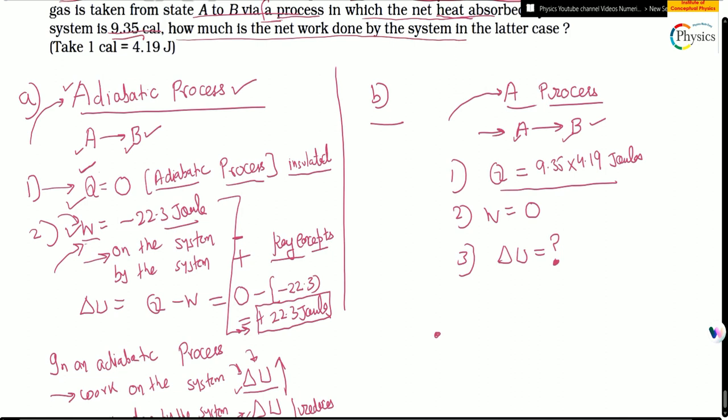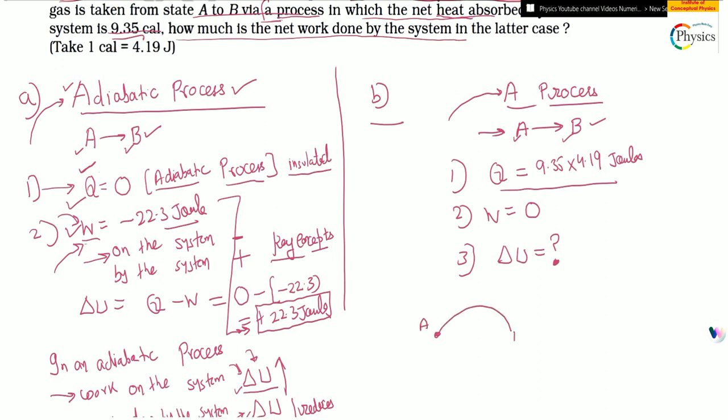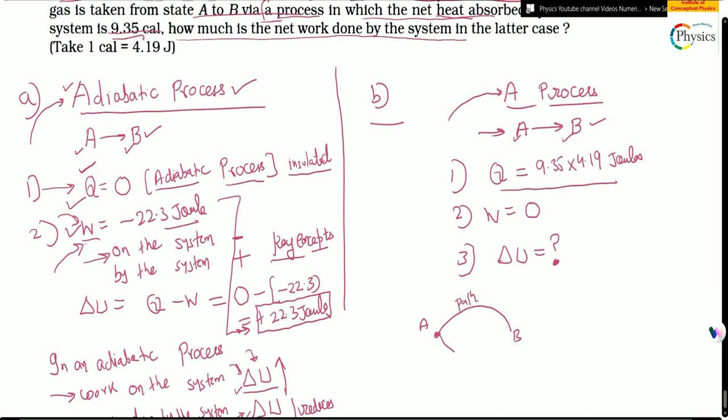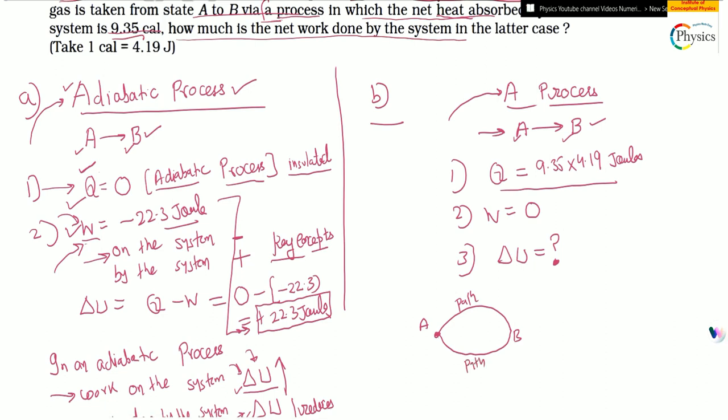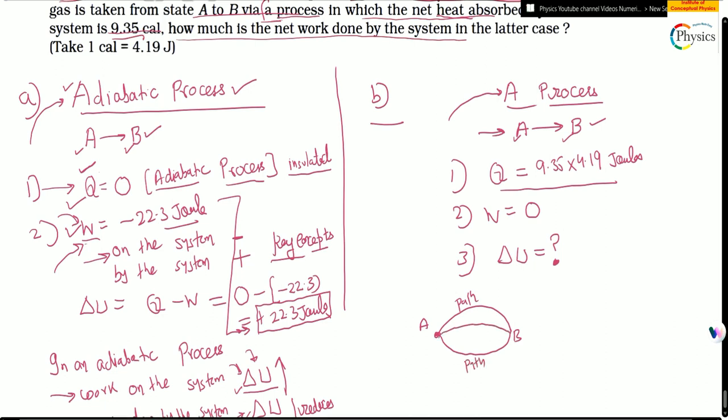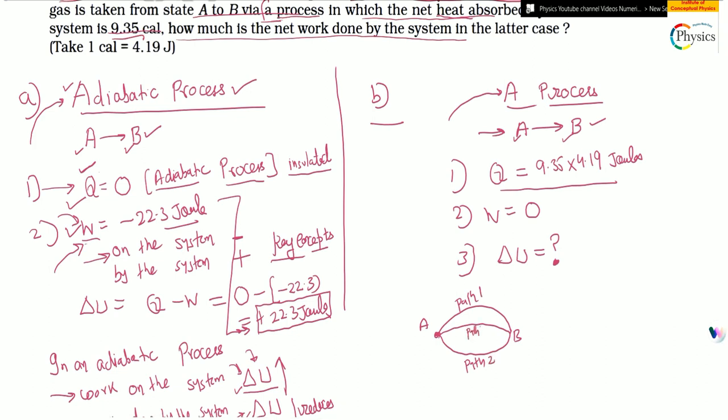Now, if a system moves from A to B, this is the path, and this is another path. I'm just giving you hypothetical paths. This is path number one, this is path number two, and this is path number three. If this is the situation, then what happens? The change in internal energy is path independent.